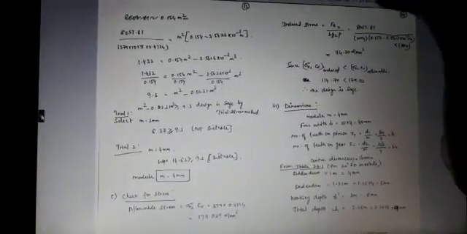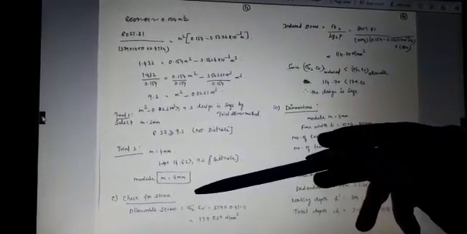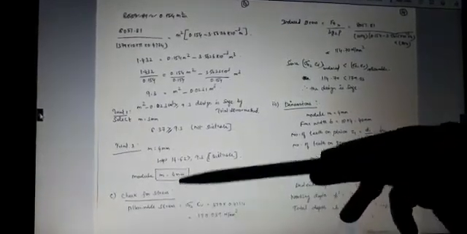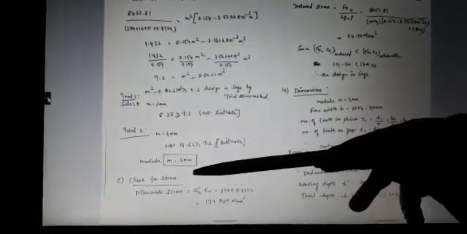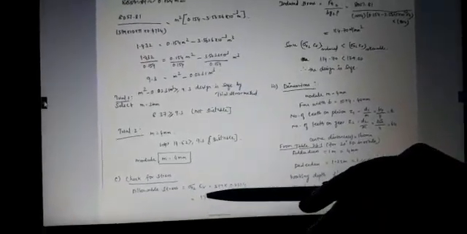Okay, that step is over. Once you have found the module, you can calculate the dimensions and so on. After that, the next step is to check the stress, that is the allowable static stress. Already we know the value. The condition is that the induced stress must always be less than the allowable stress. If this condition is satisfied, the design is safe. That's why we have to calculate the induced stress.